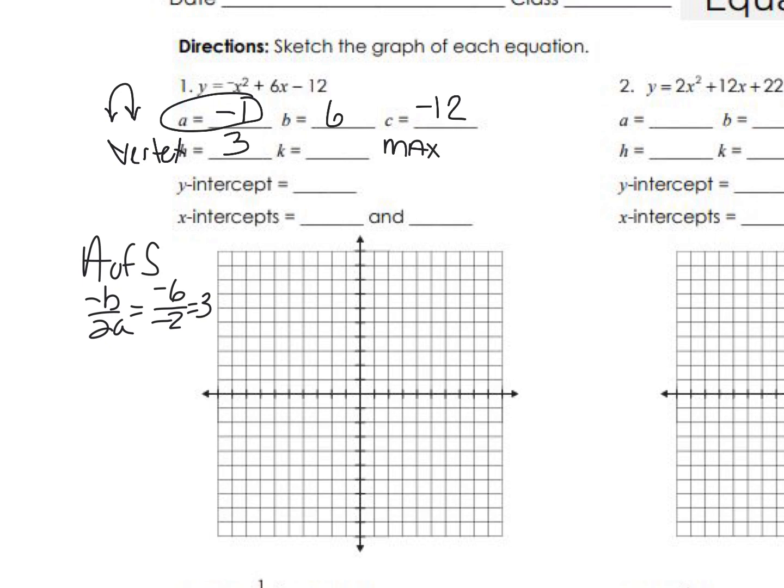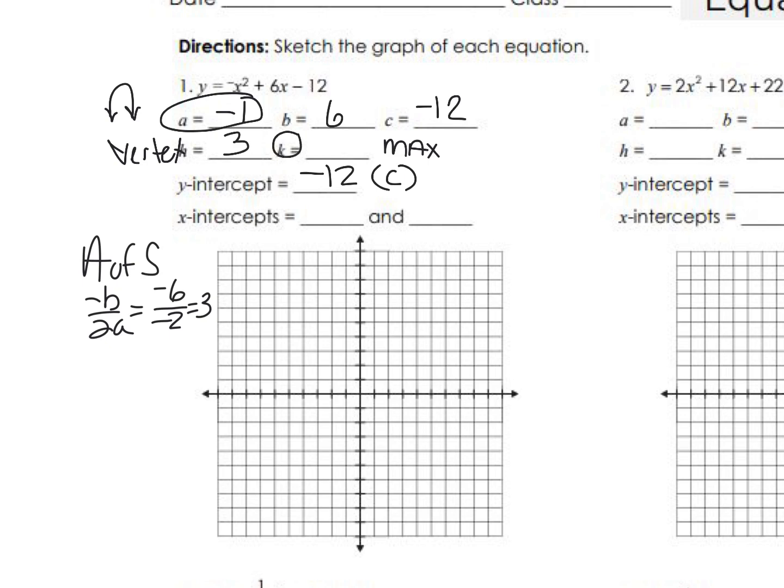And my y-intercept is C. Okay, so -12, so that's going to be off the graph, so I can't mark that point.